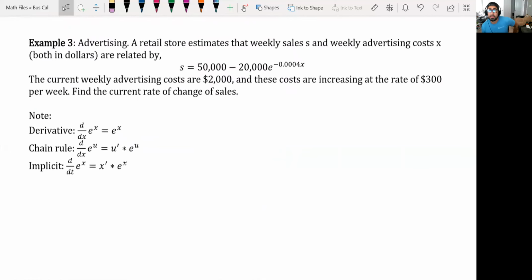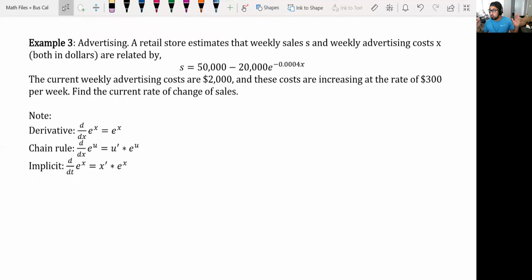Three, a retail store estimates that weekly sales S and weekly advertising cost X, both in dollars, are related by the equation S equals 50,000 minus 20e to the negative 0.0004x. The current weekly advertising costs are $2,000, and these costs are increasing at a rate of $300 per week. Find the current rate of change of sales.